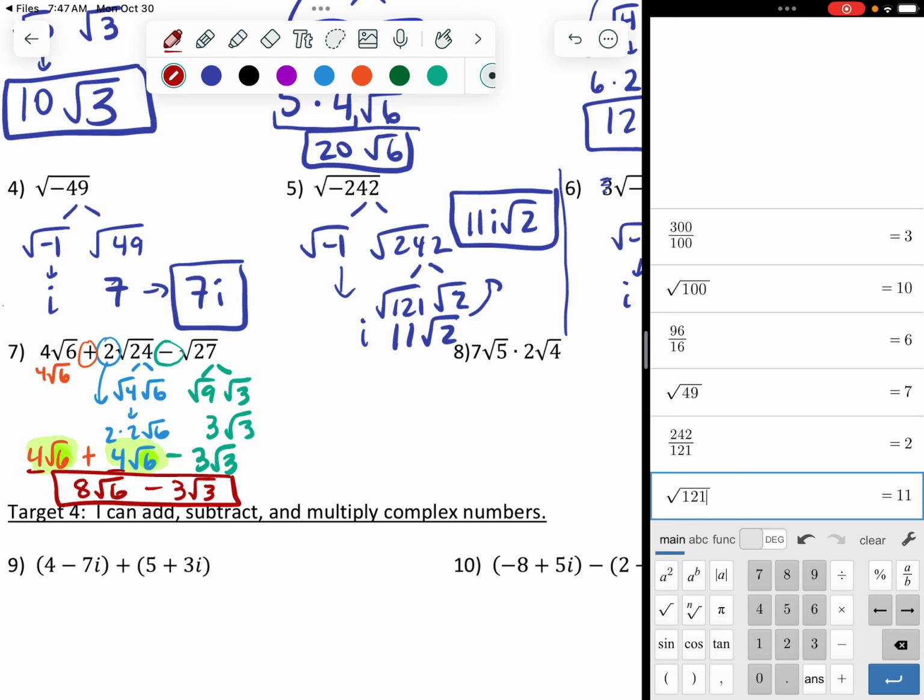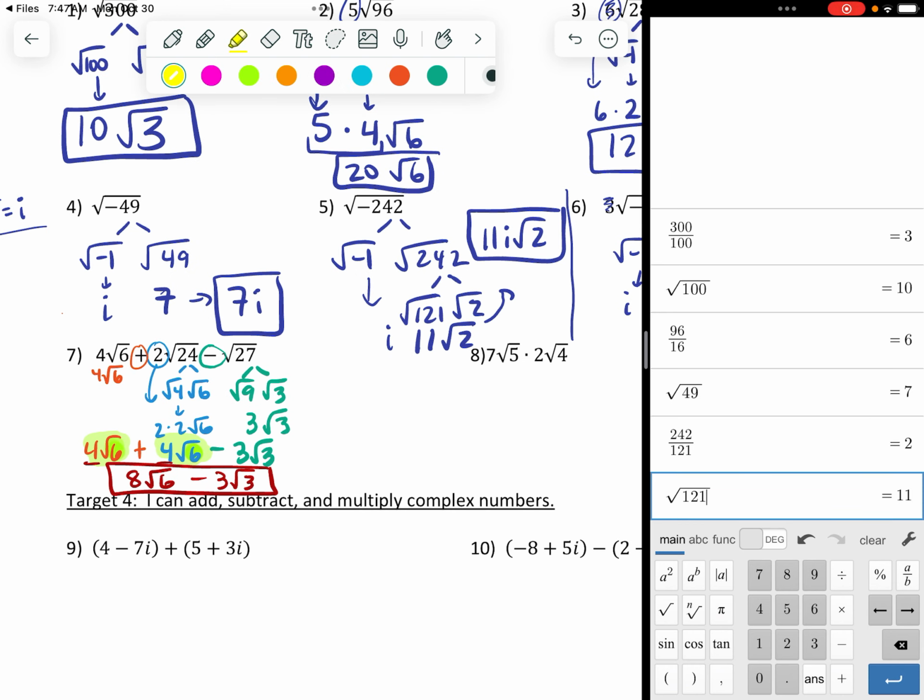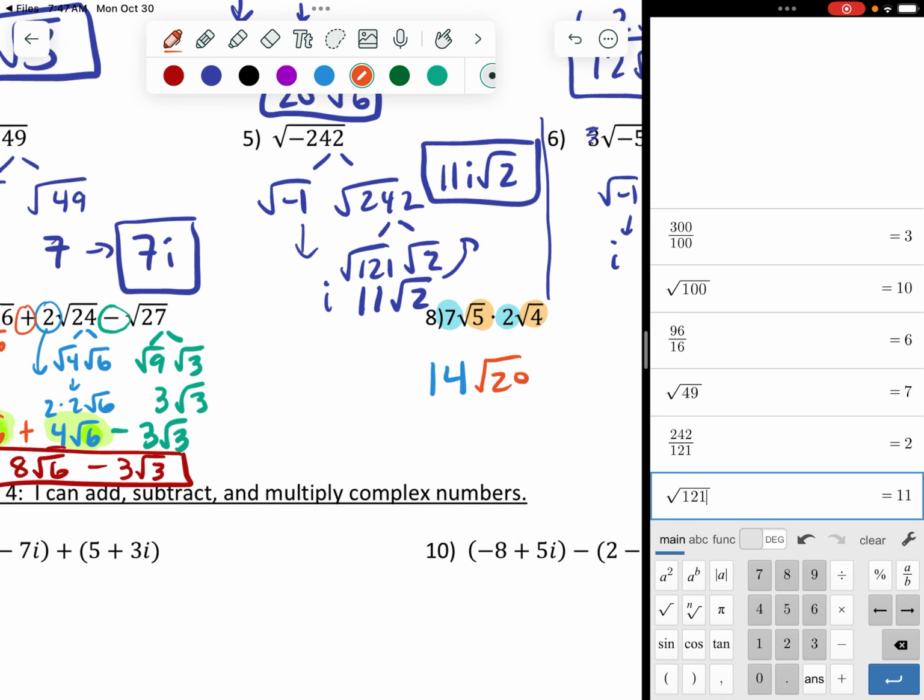Now number 8, that one's asking us to multiply. So when you multiply like terms, that's different. That means you can multiply the outside numbers. 7 times 2, that's 14, and then you can multiply the inside numbers. 5 times 4, that's root 20. Okay, that's my answer, but I have to simplify it.